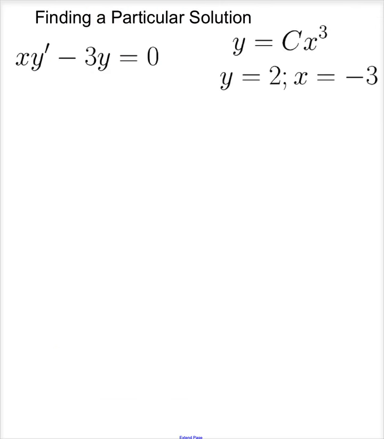Now we want to find the particular solution of x y prime minus 3y equals 0. And I'm telling you that the general solution is y equals c x cubed. And these points right here, y equals 2, x equals negative 3, these are initial conditions. Well, the first thing I need to do is find y prime. So y prime is equal to 3c x squared.